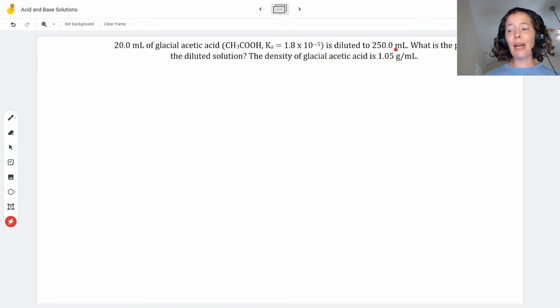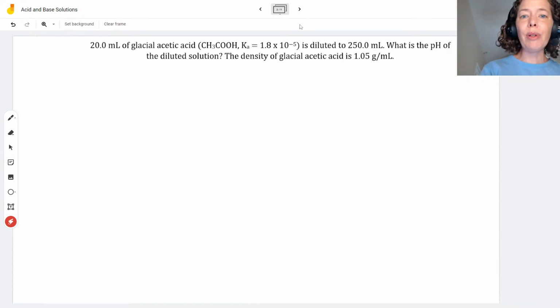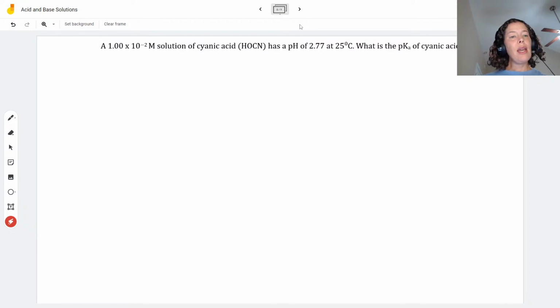All right, so that was that problem, and I did have one other problem. A 1 times 10 to the negative second molar solution of cyanic acid has a pH of 2.77 at 25 degrees Celsius. And then the question is, what is the pKa of cyanic acid? So this again is kind of working backwards. Usually we are given a Ka or a pKa, and we use that to calculate different concentrations. But in this case, we want to actually calculate our pKa.